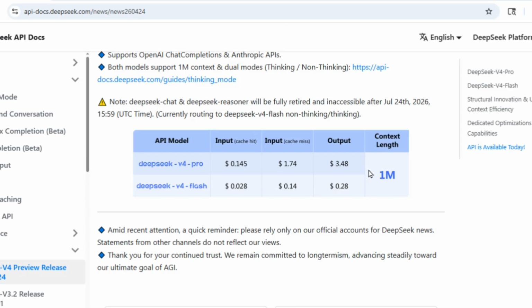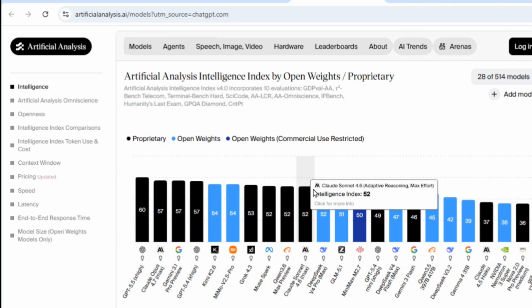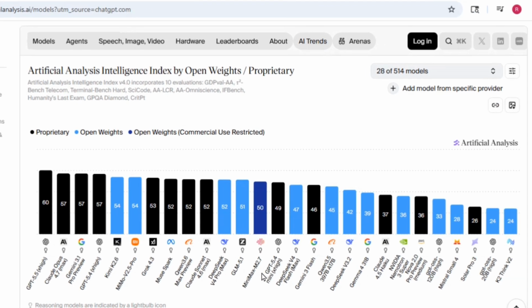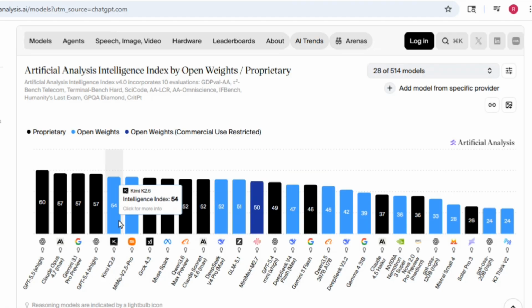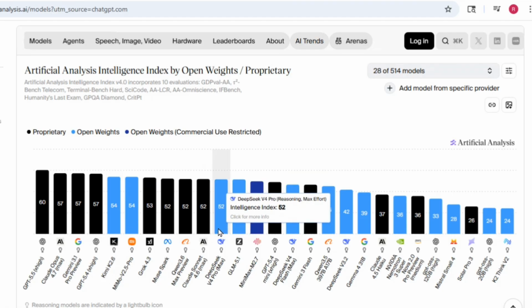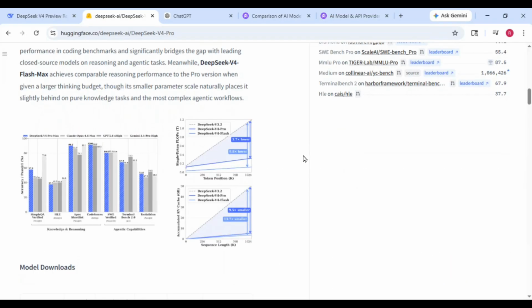So somehow, DeepSeek has managed to improve speed, reasoning, coding ability, and efficiency, while simultaneously reducing energy consumption and cost. And if these numbers hold up in real-world testing, this could seriously disrupt the entire AI industry.